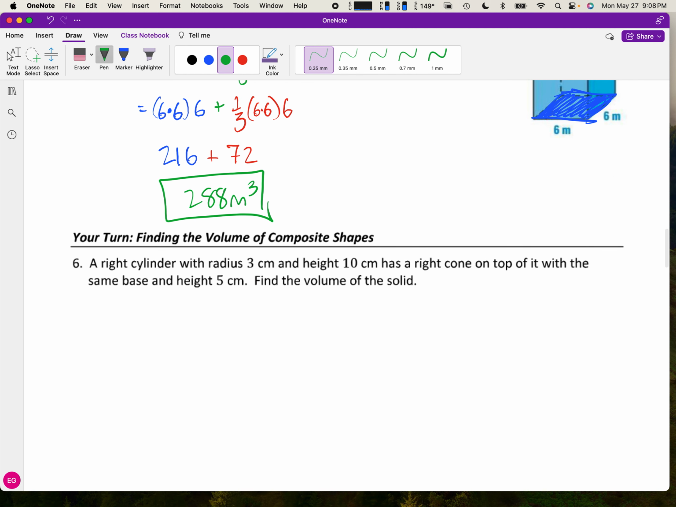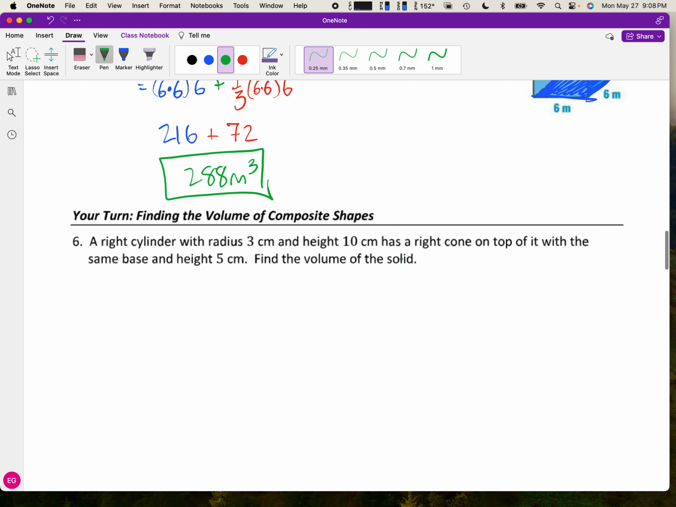All right, now we have your turn. I'm going to help you draw this one, and then you should pause the video and go from there. So we have a right cylinder, which just means that we have a cylinder that's not like a slinky leaning to the side. It's just straight up and down. It has a radius of 3 and a height of 10, and then it has a cone on top of it, same base and a height of 5.